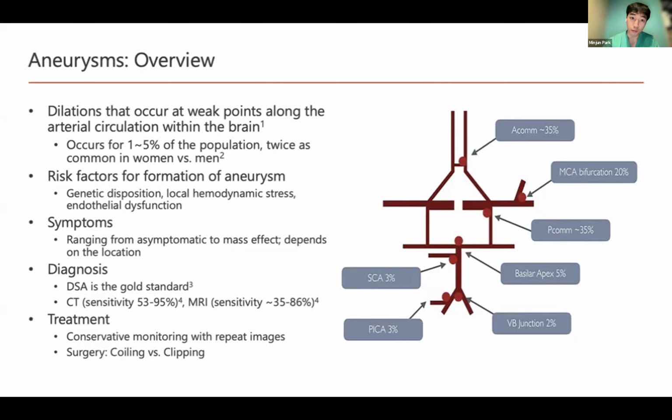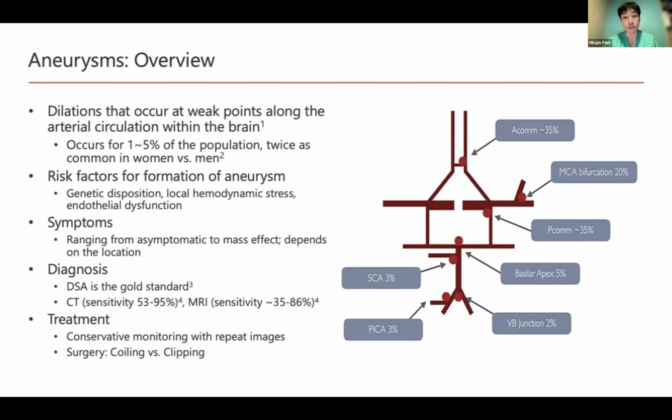Risk factors for the formation of aneurysms are wide, such as genetic predisposition, local hemodynamic stress, or endothelial dysfunction from medical conditions like hypertension or even smoking history. Symptoms range all the way from asymptomatic to mass effect. A lot of these aneurysms are found incidentally, but for patients who do have symptoms, mass effect is one of the things they find.